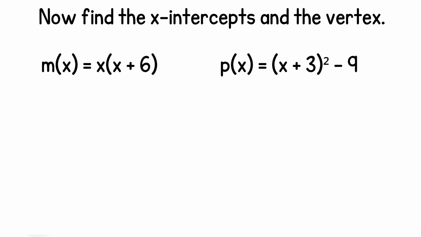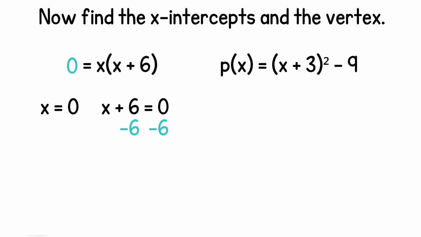Now we're going to find the x-intercepts and the vertex. We can see that m(x) is in factored form, so this will be used to find the x-intercepts. We know that m(x) would be 0 for finding the x-intercepts, so we can set each parenthesis equal to 0. x = 0 is already solved, so we'll solve x + 6 = 0 by subtracting 6 on each side.